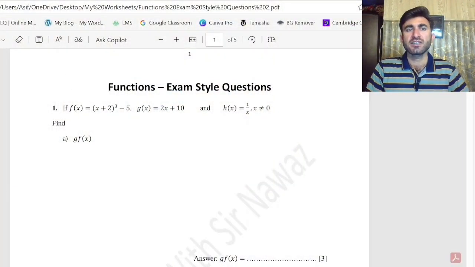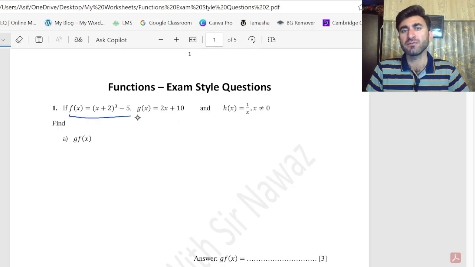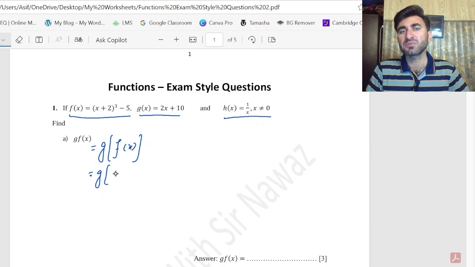The first question states, if function f of x equals (x plus 2) cube minus 5, g of x equals 2x plus 10, and h of x equals 1 upon x, where x cannot be 0, find the composition gf of x. In order to find the composition gf of x, we know it means that we are going to replace the input of function g with f of x. So it should be written as g of f of x, which can be replaced with its expression, (x plus 2) whole cube minus 5.